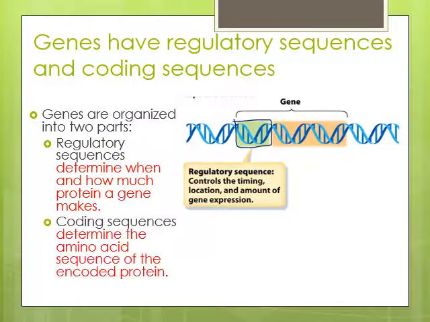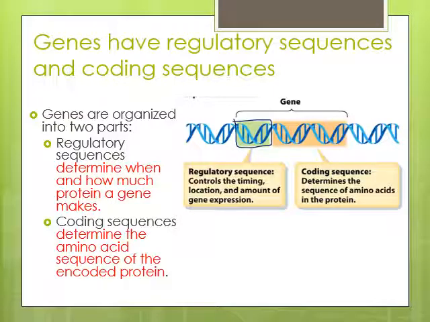Okay. The next sequence, which is usually the longer sequence, is the coding sequence. And the coding sequence determines the amino acid sequence of the encoded protein. So this is what determines the actual sequence of amino acids in the protein. So this is what's going to, again, kind of determine what the actual protein is.